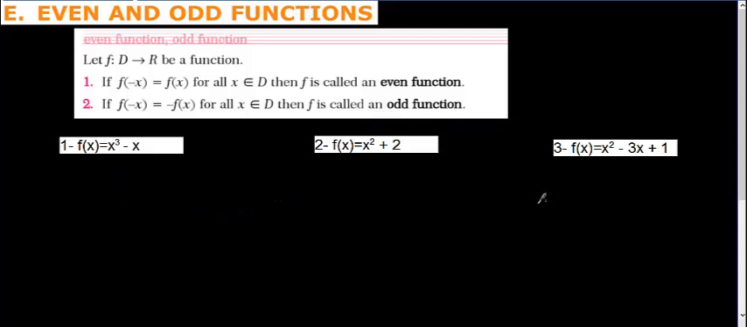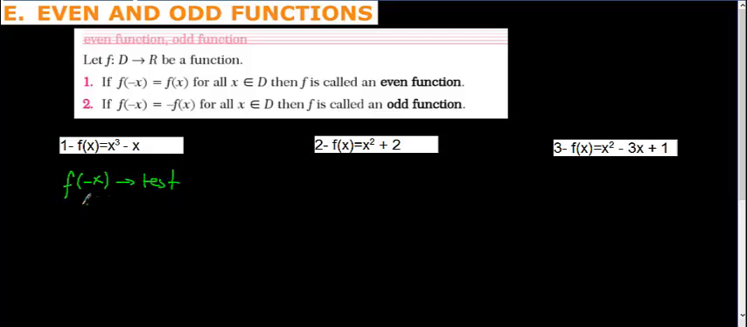Here there are some examples, and on the examples I'm going to explain better. Here f(x) is equal to x cubed minus x. To understand whether this function is even or odd, I need to do the f(minus x) test.